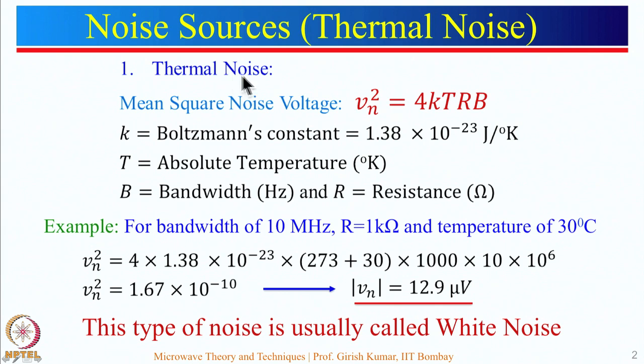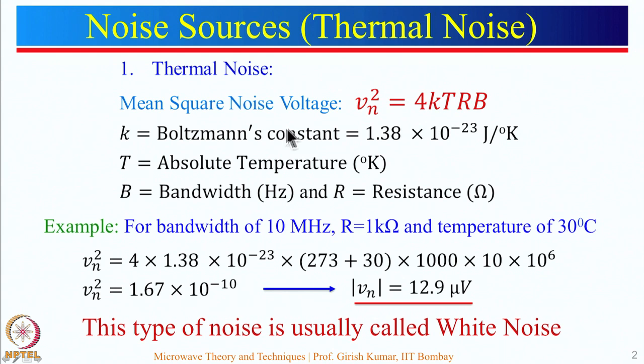Thermal noise is basically because of the resistors in the circuit. How does thermal noise come into the picture? Well, when a current flows through the resistor, there will be power dissipation in the resistor, and that will be given by I square R. This power dissipation leads to heat, and that is the thermal effect, which is known as thermal noise. The mean square noise voltage Vn square is given by 4 k T R B.